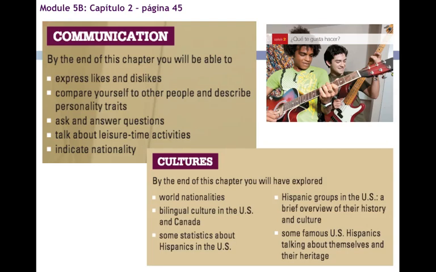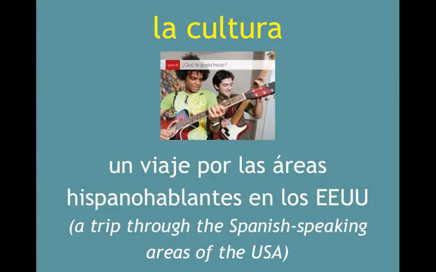As far as culture goes, by the end of the chapter, you will have explored world nationalities, bilingual culture in the United States and Canada, some statistics about Hispanics in the U.S., Hispanic groups in the U.S., a brief overview of their history and culture, where various groups of Spanish speakers are located in the United States and their countries of origin. And finally, some famous U.S. Hispanics talking about themselves and their heritage. So we'll begin with un viaje por las áreas hispanohablantes en los EEUU, a trip through the Spanish-speaking areas of the U.S.